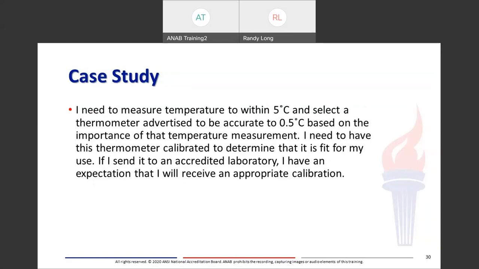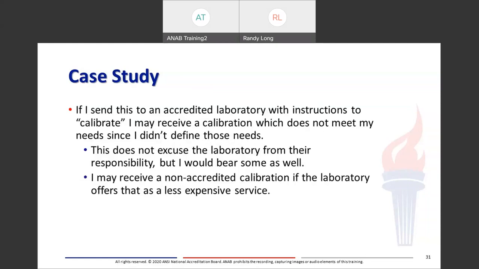So for a case study, let's say I need to measure a temperature to within 5 degrees Celsius, and I select a thermometer advertised to be accurate to 0.5 degrees Celsius based on the importance of that temperature measurement. I need to have this thermometer calibrated and determined that it's fit for my use. If I send it to an accredited laboratory, I have an expectation that I'll receive an appropriate calibration. If I send this to an accredited laboratory with instructions to calibrate, I may receive a calibration which does not meet my needs, since I didn't define what those needs were. This does not excuse the laboratory from their responsibility, but I would bear some of the responsibility myself.